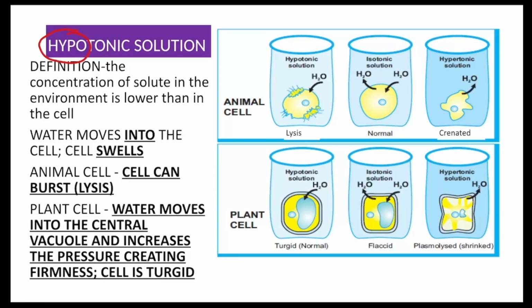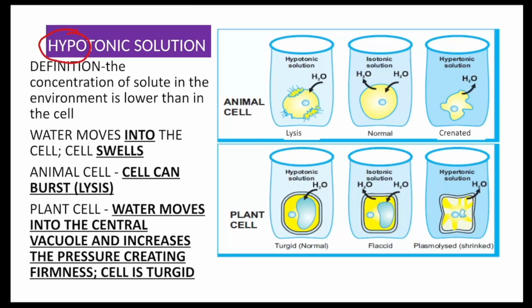So if I put a cell in a solution that's hypotonic, well, there's way more water outside of the cell than inside the cell. So which way is water going to want to move? It's always going to want to go from high to low, so water is going to rush into the cell.